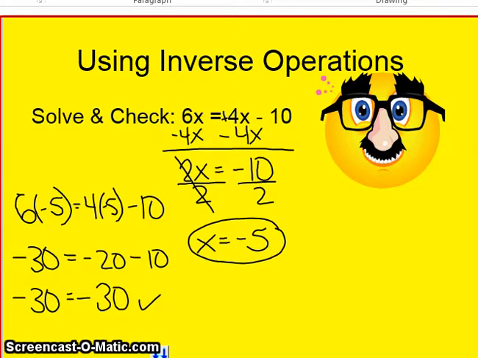Anytime you check an equation with multiple variables in the equation, you plug in this value of the variable everywhere you see the variable. So that's why I had to plug in negative 5 in both places that I saw this x.